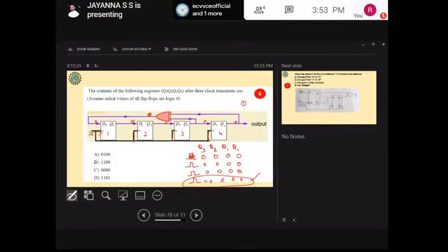Whether it is XOR or not, just try using XNOR for this combination. What happens? Just check it. Okay, we're going to get this as the answer.